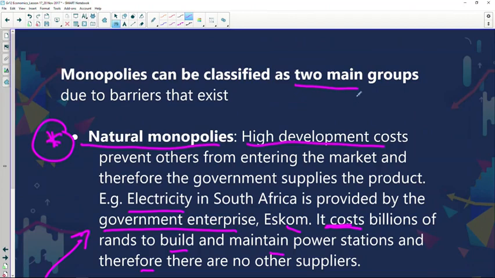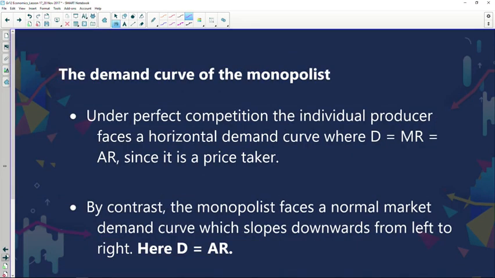But with the artificial monopolies, they are not economic in nature because you have more of a legal framework that is used to give one manufacturer exclusive rights to manufacture that product, thus making it difficult for other manufacturers to make that particular product. Okay, so those are the two main groups that we focus on when we are looking at monopolies, that is natural and artificial.